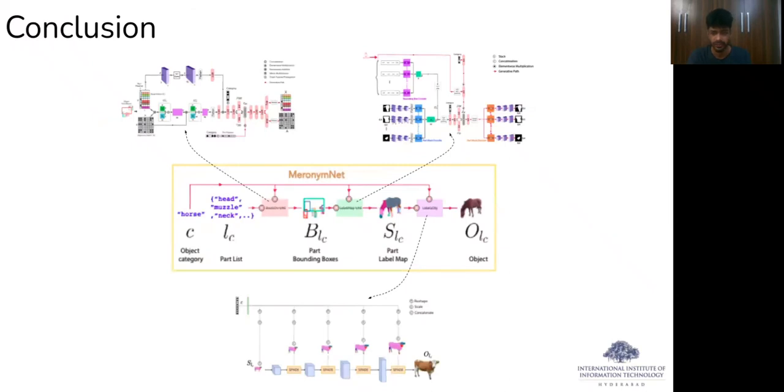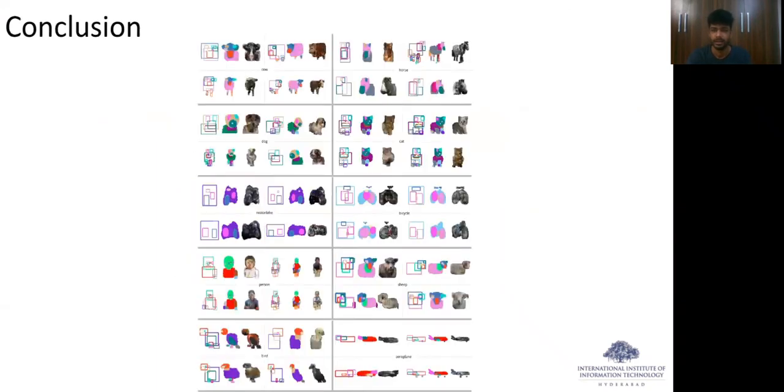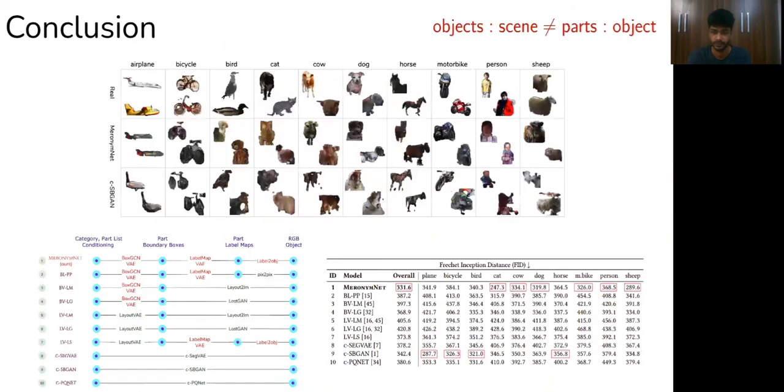To conclude, we have presented MeronymNet, the first-ever part and category controllable generative model for 2D object sprites. Our model generates diverse-looking RGB object sprites in a part-aware manner across multiple categories using a single unified architecture.